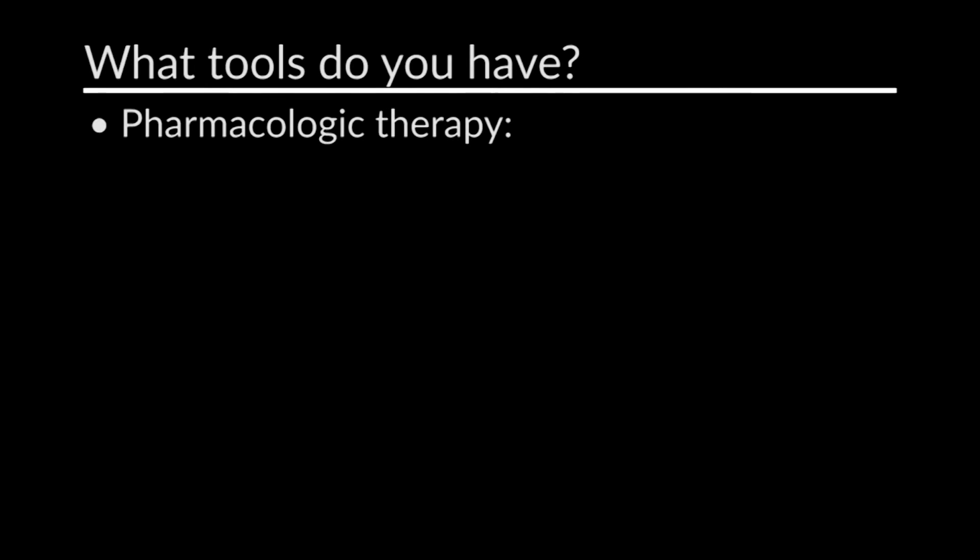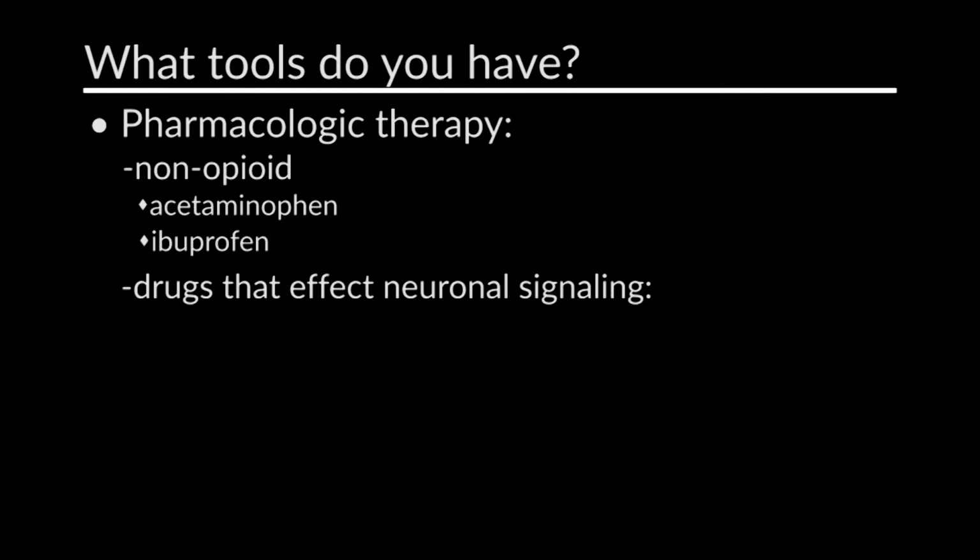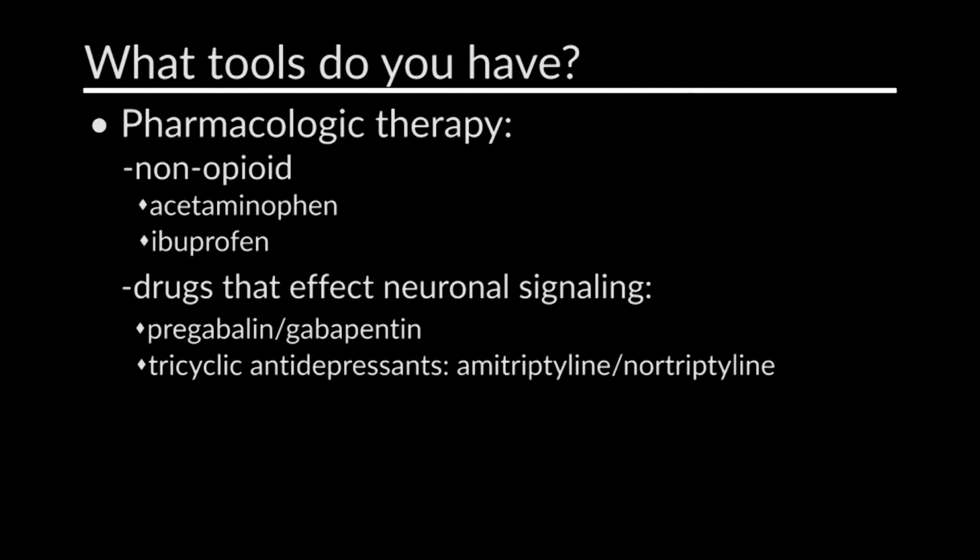Pharmacologic therapy. Non-opioid therapy should be employed, including the use of acetaminophen and ibuprofen. In addition, drugs that affect neuronal signaling, such as pregabalin, gabapentin, the tricyclic antidepressants such as amitriptyline and nortriptyline, along with others, may be utilized, most likely with consultation with a pain specialist.